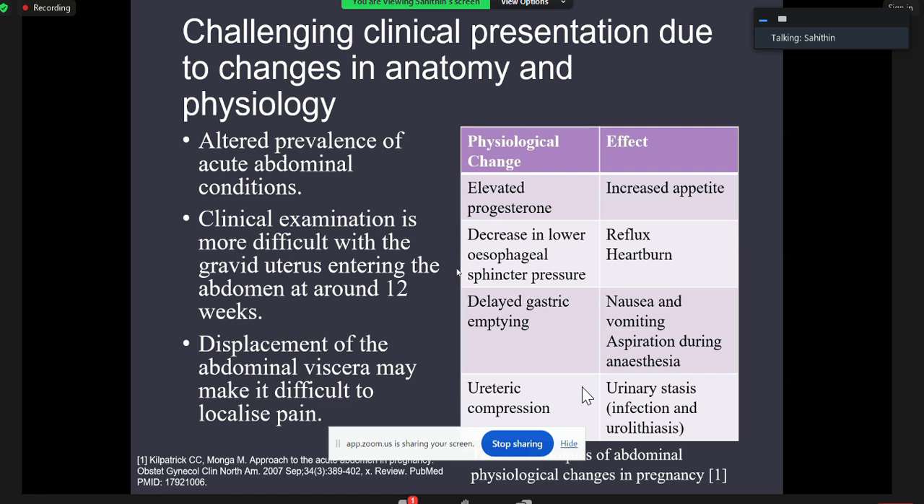What are the physiological changes that happen? There is elevated progesterone, which decreases the lower esophageal sphincter tone. So there is increased reflux and heartburn. There is delayed gastric emptying, and also the general transit of the contents through the bowel is slowed down. So there is not only delayed gastric emptying, but increased prevalence of things like constipation. So we can't rely on the usual parameters that we use completely. Although I'm not saying that it's impossible, but it's more challenging. Again, we know that the ureters are compressed, and so the women are at increased risk of UTIs and renal calculi because of the compression by the gravid uterus.